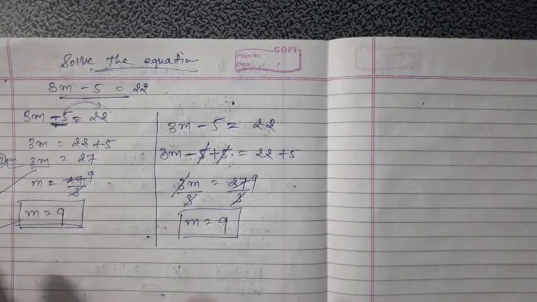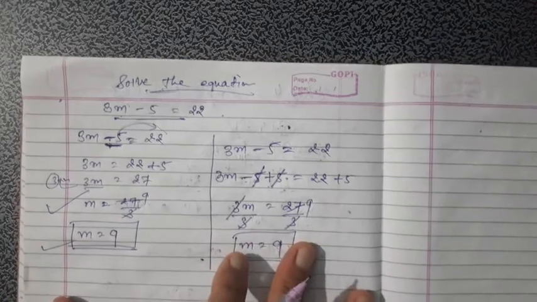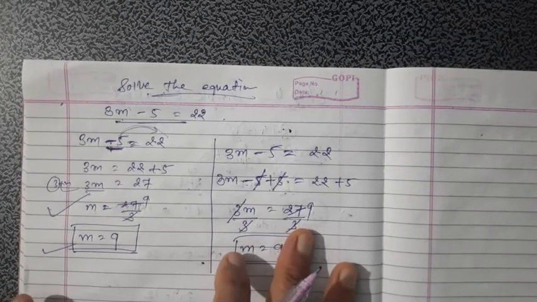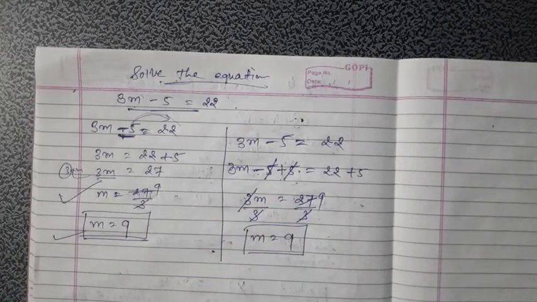Okay, those are the methods to solve the equations. So one more time you just revise all of this. In the next class we will solve exercise 4.1. Okay, thank you.